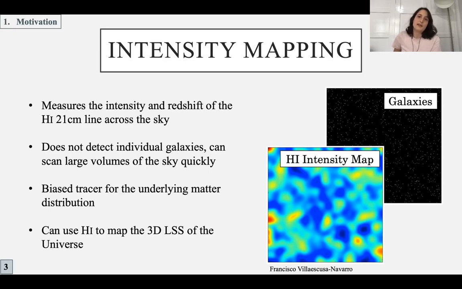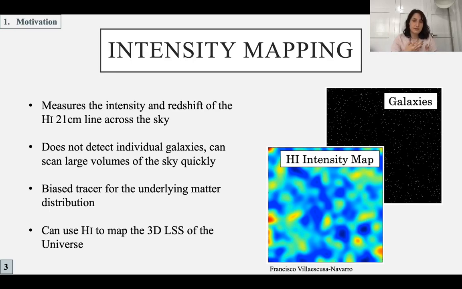So first, why intensity mapping? Intensity mapping measures the intensity and redshift of the neutral hydrogen, or HI, 21 centimeter line across the sky. It does not try to detect neutral hydrogen inside individual galaxies, because that would be too costly, but instead it treats HI as just a diffuse background, which means it can scan large volumes of the sky very quickly.